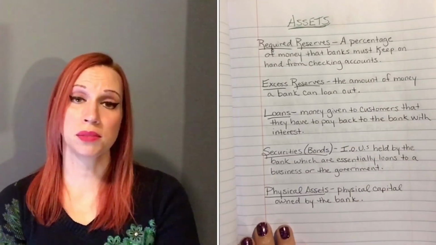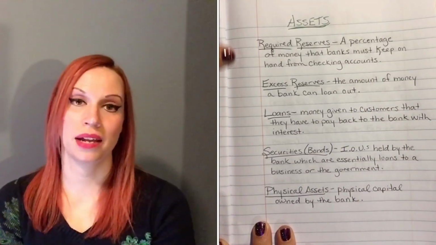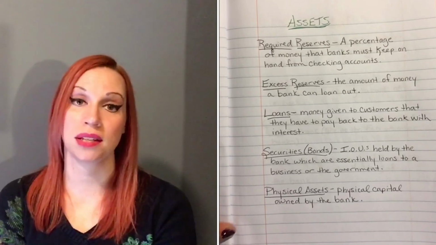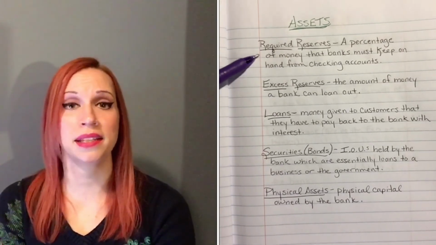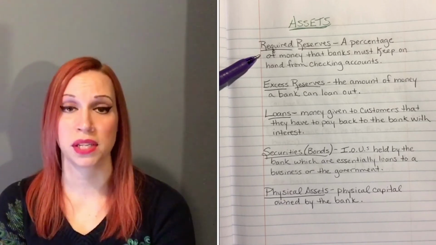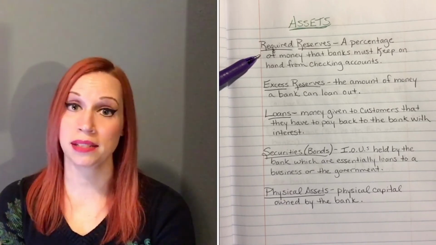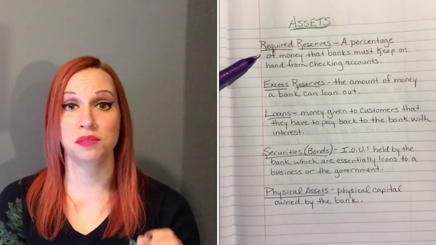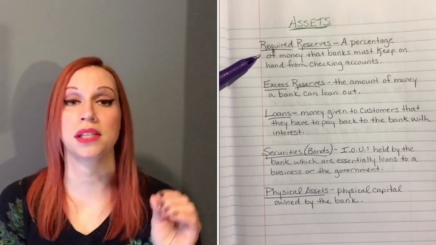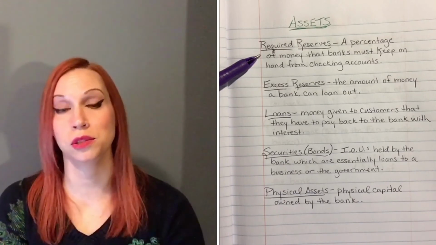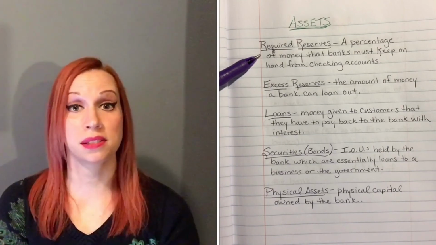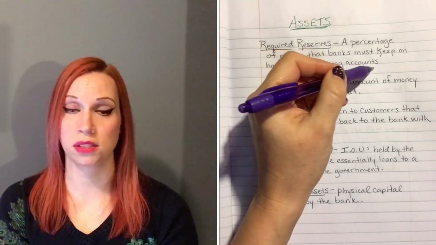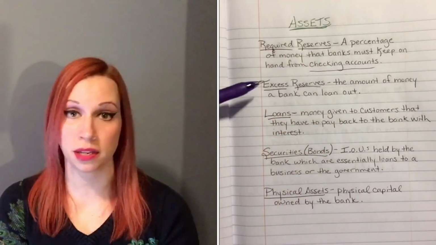Now let's talk about some terms on the asset side of the bank balance sheet that you're going to see on the left-hand side of the bank balance sheet. All right, the first thing you're going to see on the asset side is going to be required reserves. This is money that the bank actually has on hand. This is a percentage of the money in people's checking accounts that the bank has to hang on to by law. This is the reserve requirement. The reserve requirement does not apply to savings accounts. It only applies to checking accounts.